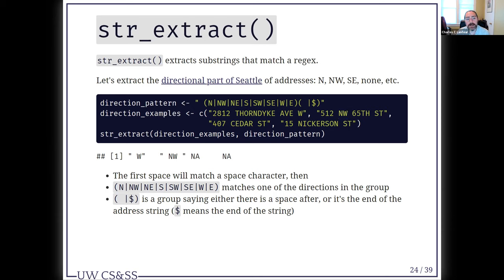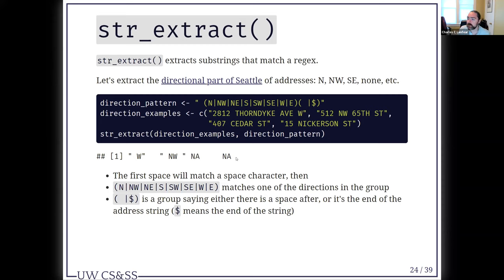The result of running these direction examples through string extract with the direction pattern doesn't give me trues and falses, it gives me the exact text that matched my regular expression. So we see we matched a space W here, space W, but for this one, we matched space Northwest space. So string extract doesn't give you the whole thing or anything, it just gives you the exact text that your regular expression matched to.